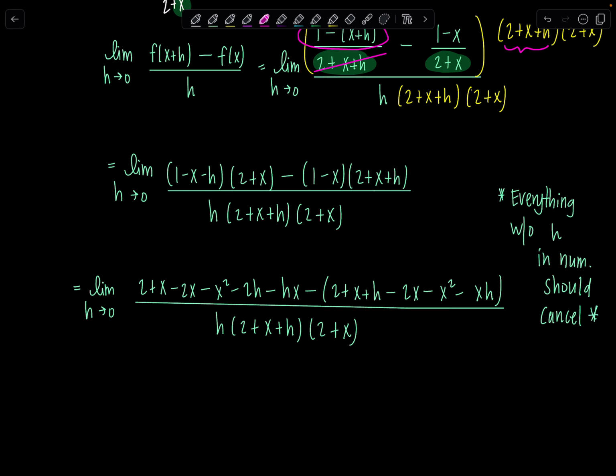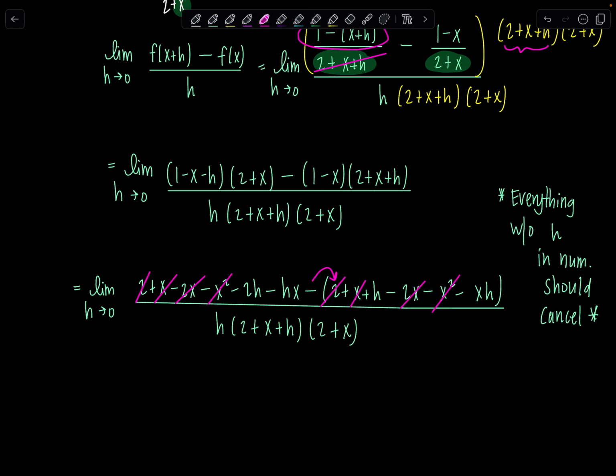So what do I mean by that? This 2 better cancel. Oh yeah, see? There's negative 2 because that negative distributes. This x, he doesn't have an h, he better cancel. He does. This negative 2x, yep, that's a positive 2x. That x squared cancels.